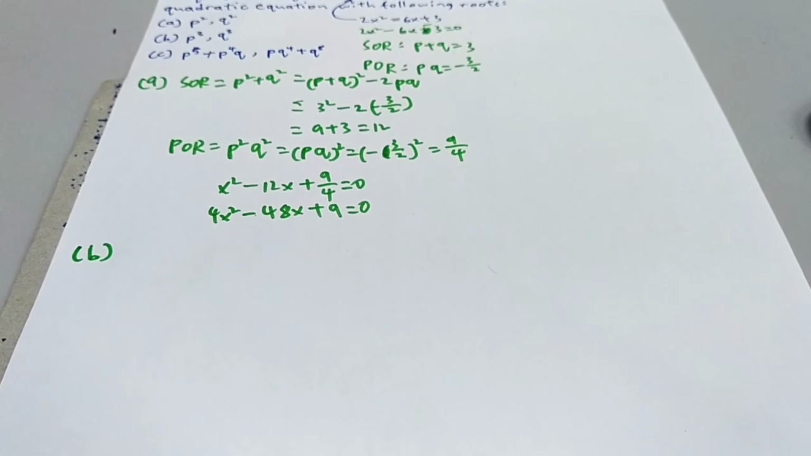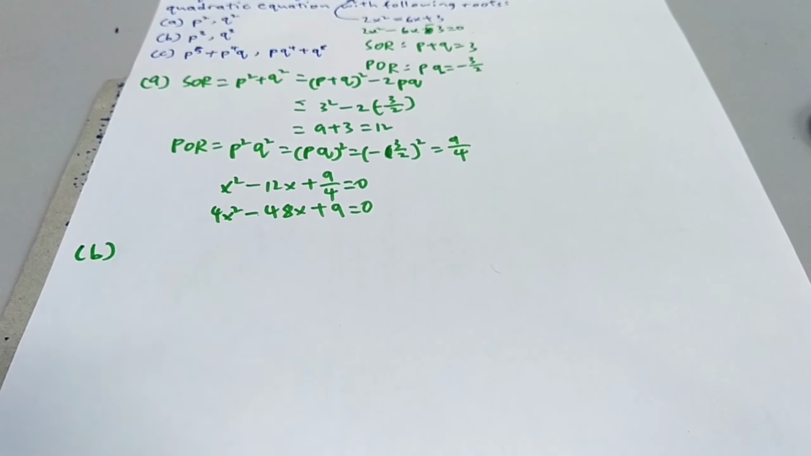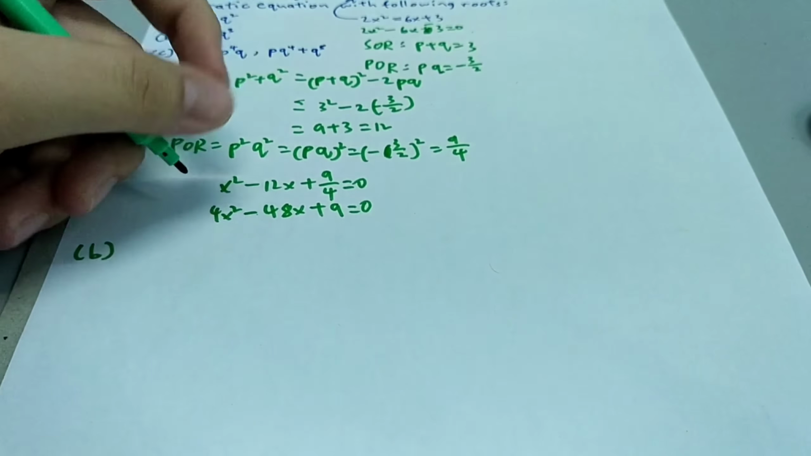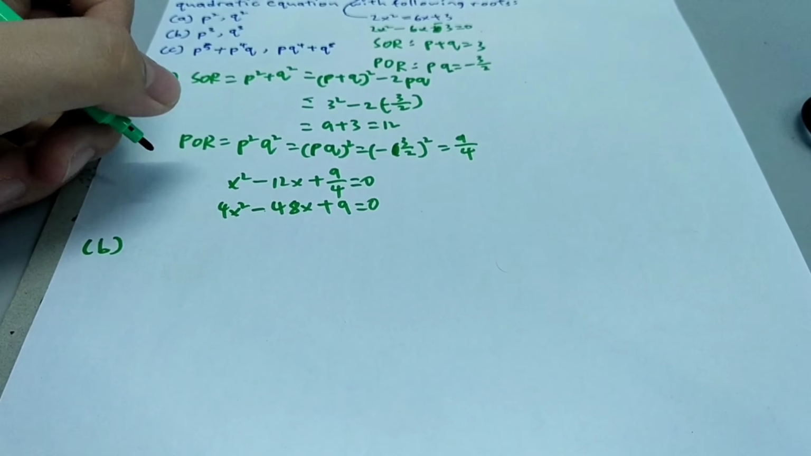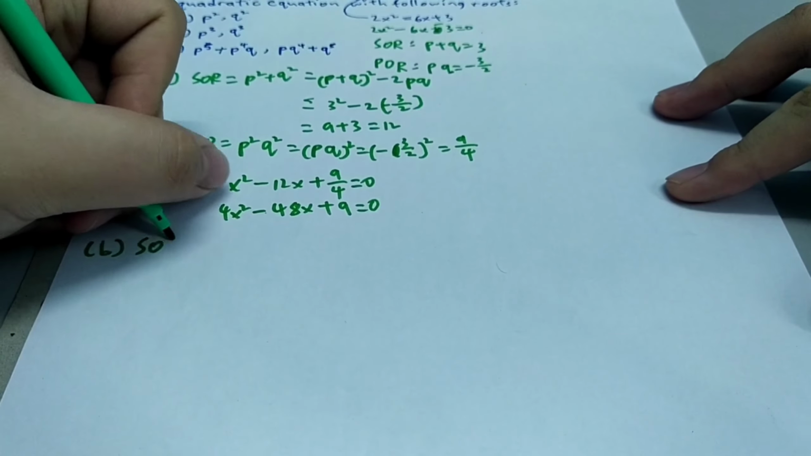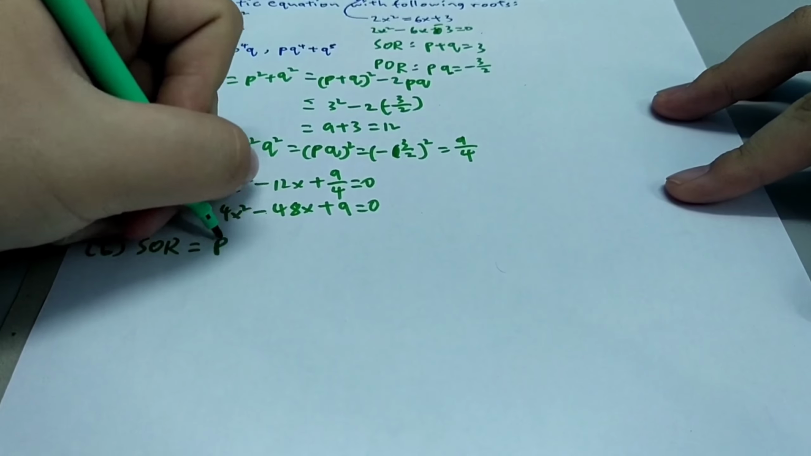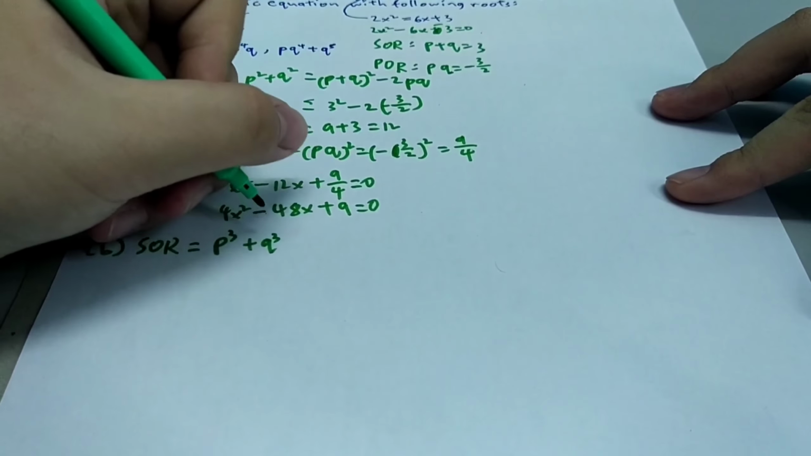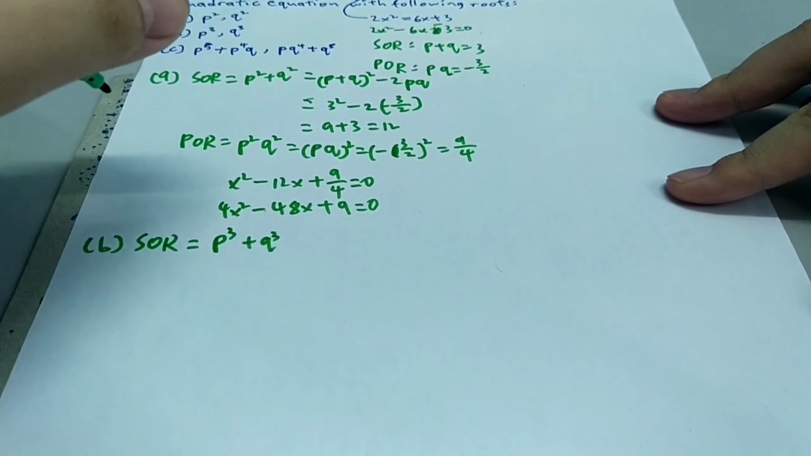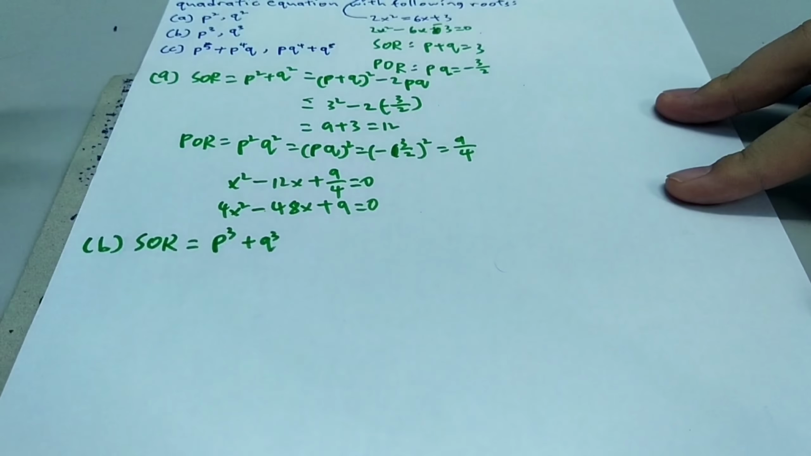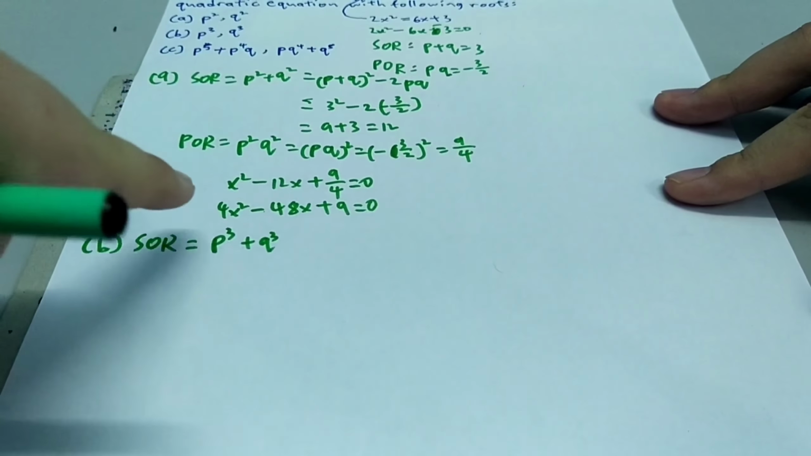Now let's solve question B, which is slightly harder. In question B, the roots are p cubed and q cubed. So the sum of roots is going to equal p cubed plus q cubed. But here's the problem: p cubed plus q cubed, can we do anything? Yes, we can. But wait.